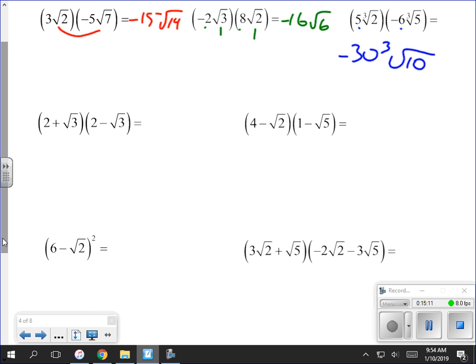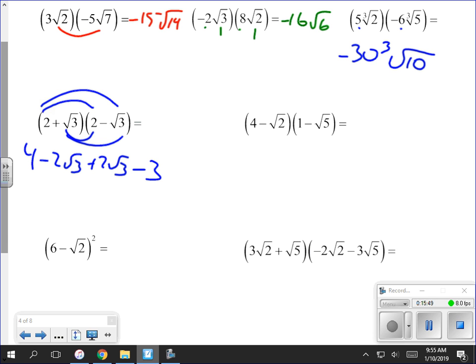So, next one. Not exactly the same. It's not just plain multiplication, but you're foiling two binomials. You work this the same as x plus 2 times x minus 3, something like that. You're multiplying two binomials, so you FOIL it out. 2 times 2 is 4. 2 times minus root 3, minus 2 root 3. Root 3 times 2, 2 root 3. And then root 3 times negative root 3 is negative 3.